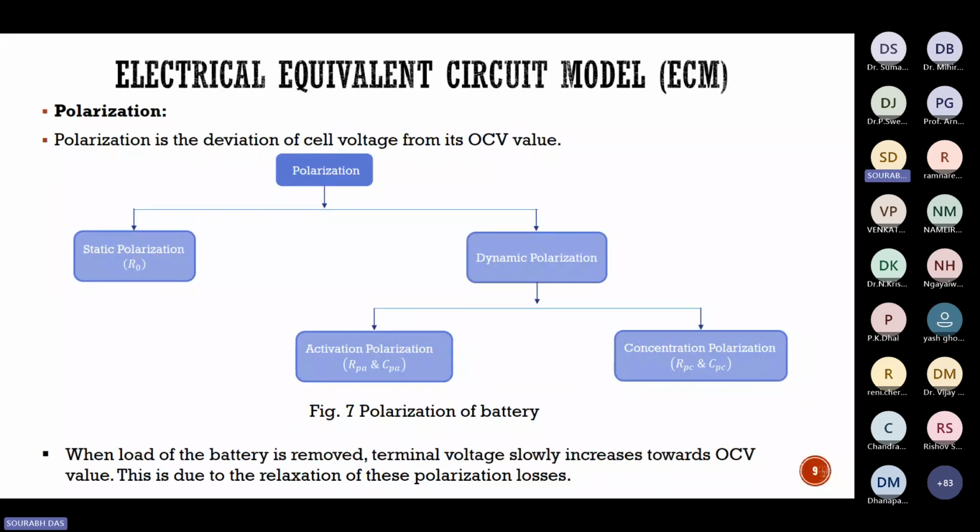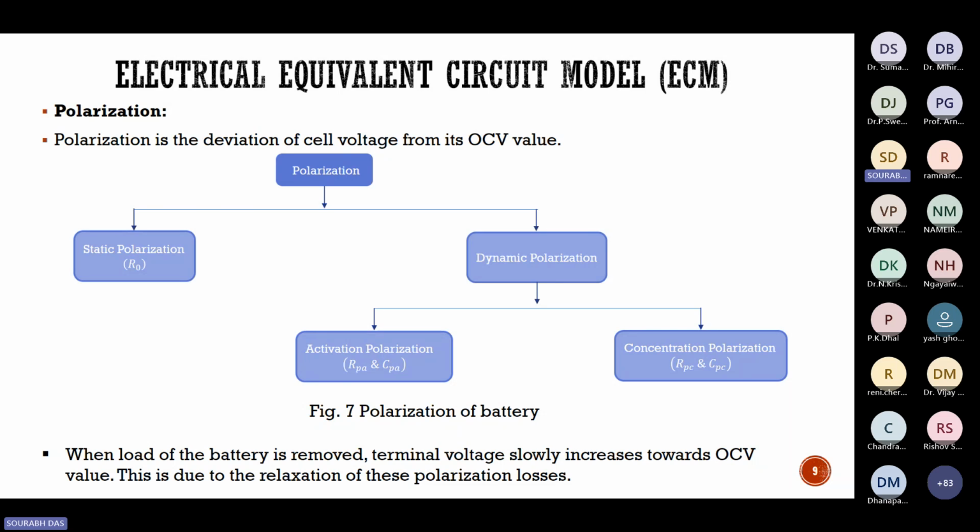So again, before going to the SOC estimation techniques, we have to discuss the electrical equivalent circuit model, because the parameters of the electrical equivalent circuit model are used for the SOC estimation technique. So, before going to the electrical equivalent circuit model, we have to know about the polarization of the battery.